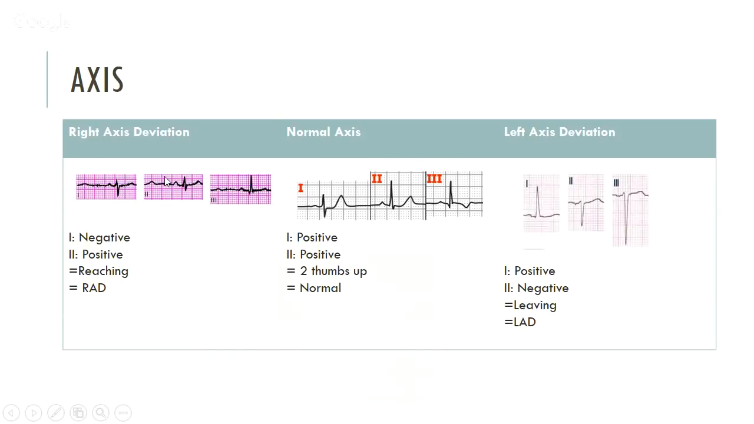I've got the answers here anyway. If you look at it, 1 is going down, 2 is going up, so they're reaching each other. So that's right axis deviation. Normal axis, 1 and 2 are both positive, and left axis is 1 going up, 2 going down, so leaving each other. So that's left axis deviation. So that's the easiest way to look at it, so you won't ever forget.